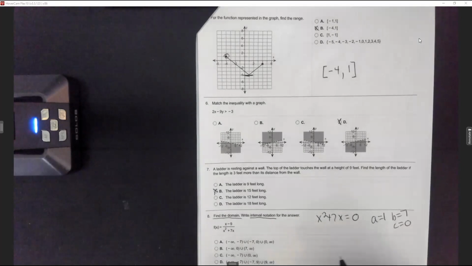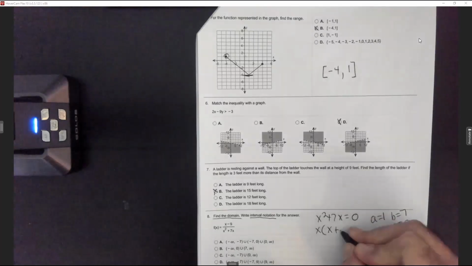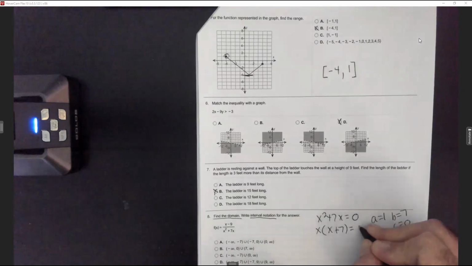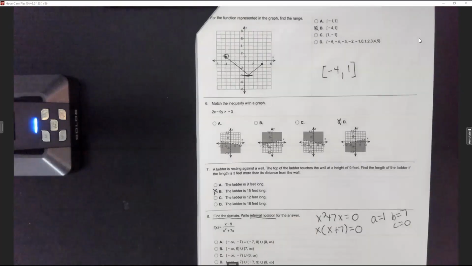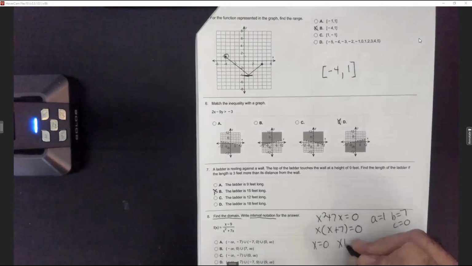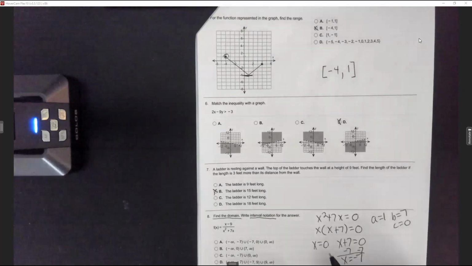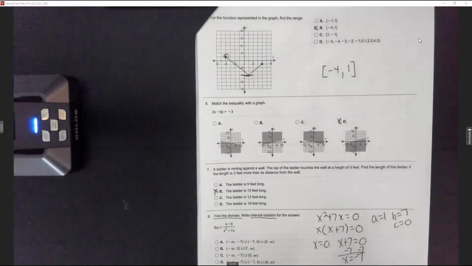I'll probably solve this by factoring because notice both of these have an x in them. So I'm going to factor out an x, and that'll leave me an x plus 7 in my parentheses. And then I would just set both of these equal to 0. The second one I would solve by subtracting 7. So I get x is negative 7. So I got a 0 and a negative 7, which means I got to kick them out of my domain.